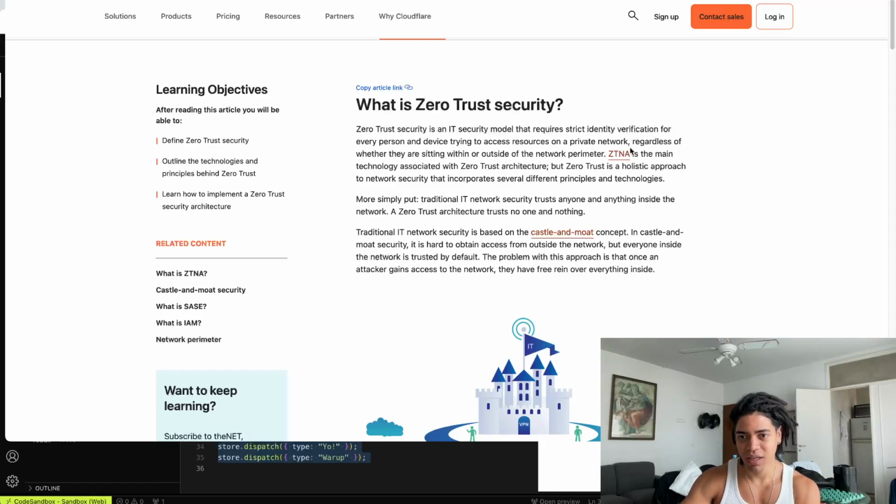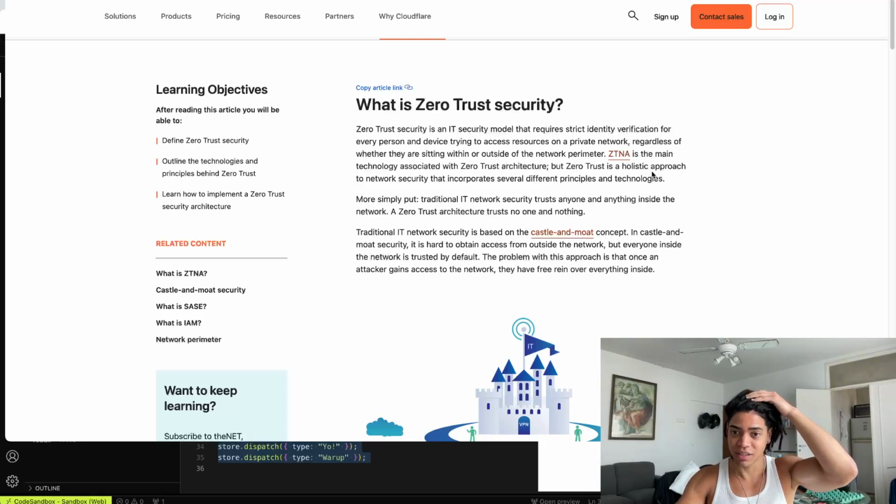ZTNA is the main technology associated with zero trust security, with zero trust architecture. But zero trust is a holistic approach to network security that incorporates several different principles and technologies. More simply put, traditional IT security trusts anyone and anything inside the network. Exactly. A zero trust architecture trusts no one and nothing.